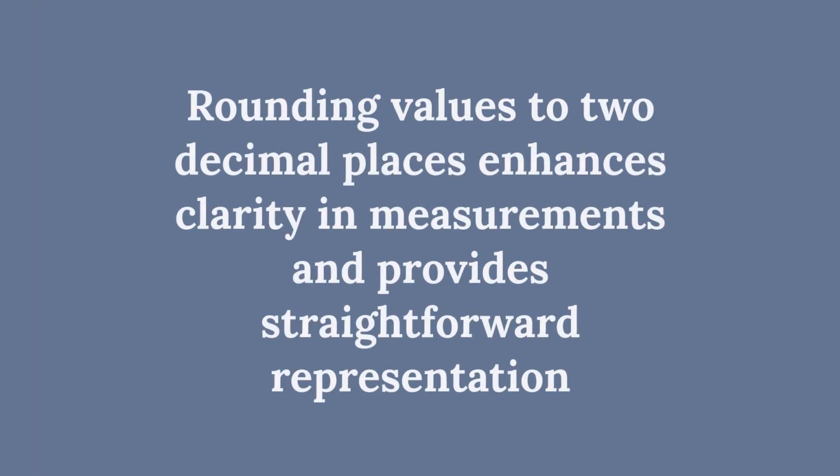Expressing values to two decimal places involves rounding. Keep two digits after the decimal point. For example, 13.98765 becomes 13.99. This method enhances clarity in measurements. It provides a straightforward representation of values.